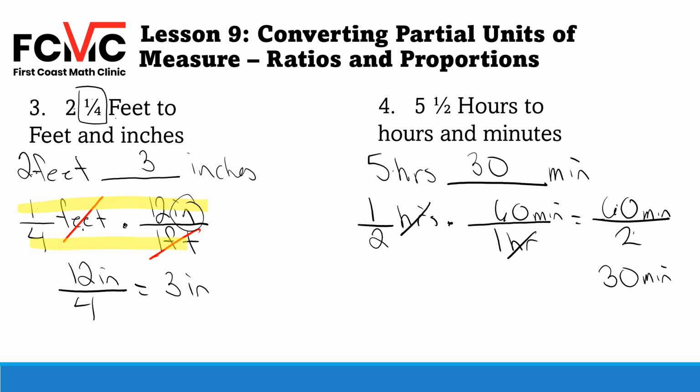All right, some of these values are pretty easy to work with. That half an hour, pretty easy to figure out 30 minutes. But what I really want to show you guys is actually how we're doing this, how we're multiplying by our ratio: 60 minutes over 1 hour, 12 inches over 1 foot. All right, let's do a couple more examples.